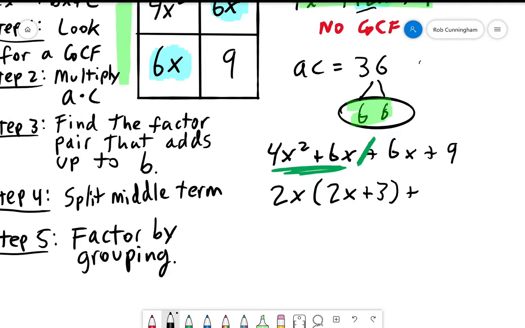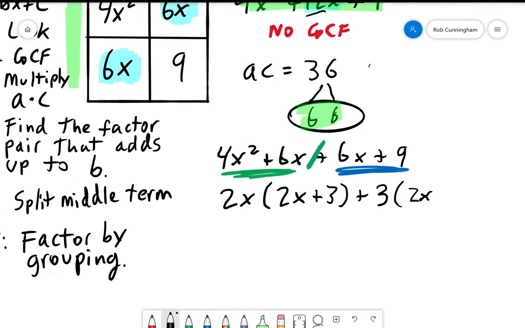Don't forget that plus, because we are still adding everything together. Now look at the second half of the equation. What can be factored out of that? Well, it looks like both of these numbers are divisible by 3. 6x divided by 3 is 2x. 9 divided by 3 is 3.